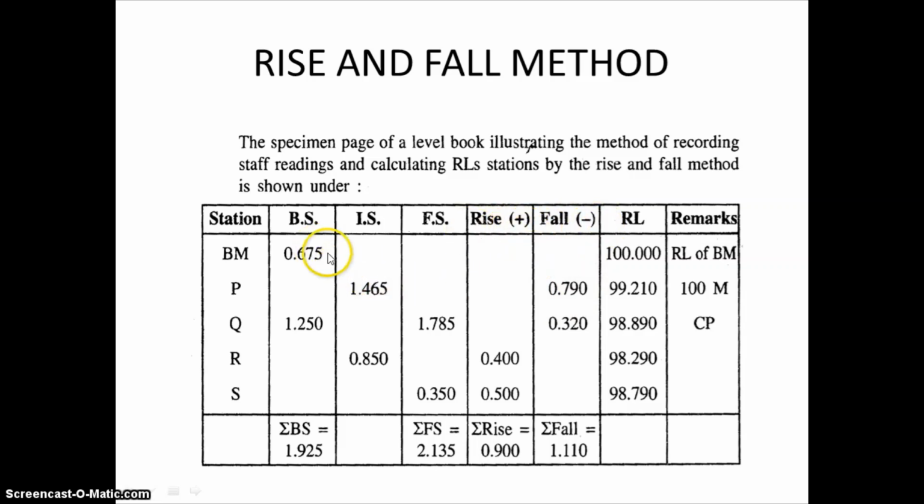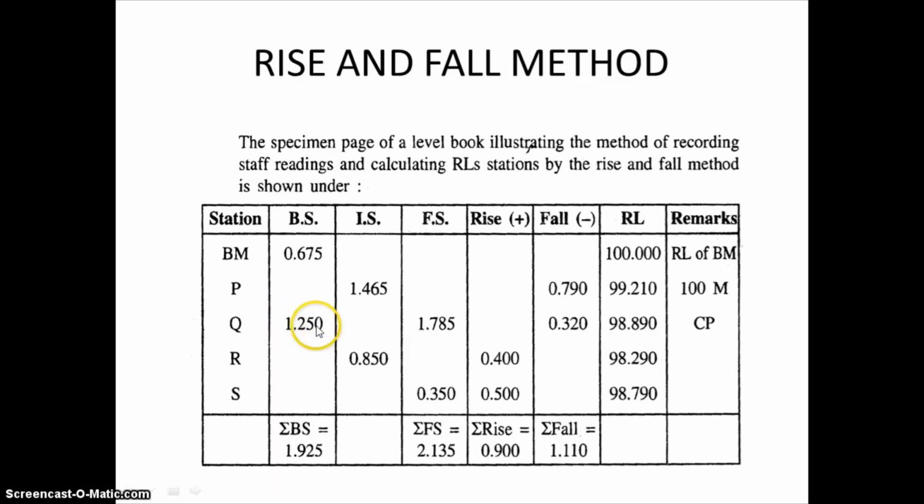So you have to just take the level difference of these 2 station points, that is the benchmark and point P. Then you have to take the station P and station Q difference. Again, if you take the level difference of these 2 station points, you will find your value negative. That indicates that there is a fall. There is a valley area, 0.320.